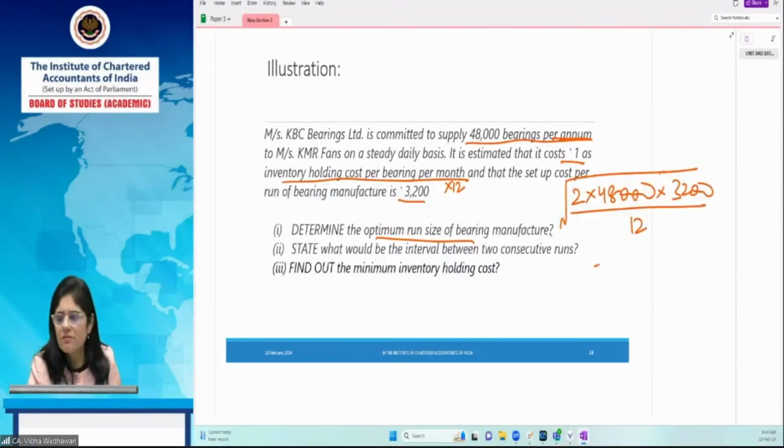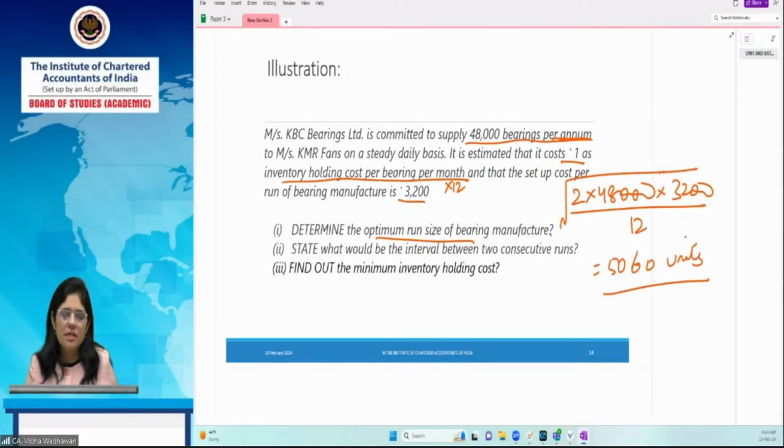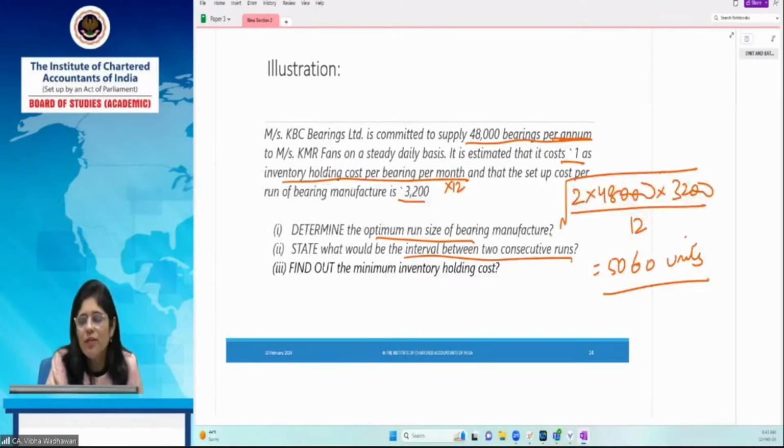So it comes to 5060 units. Please cross check the answer. It's coming 5060 units. 5060 units should be produced in one go. All right. So what would be the interval between two consecutive runs?